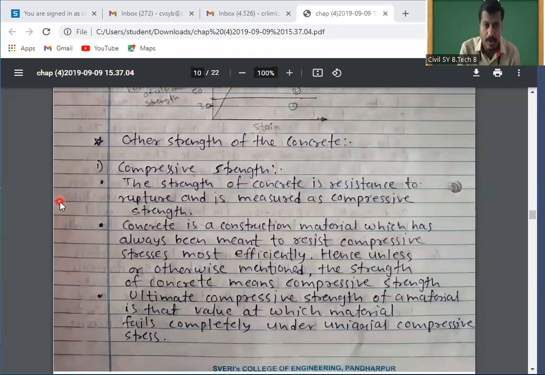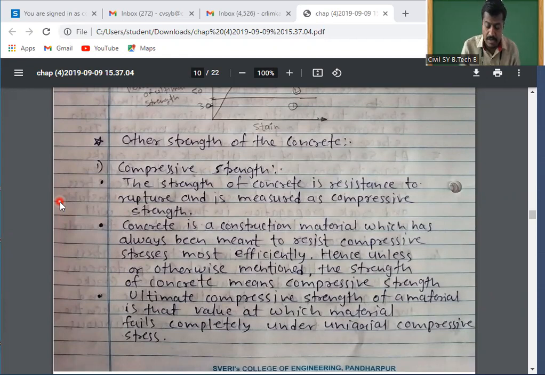Then these concrete blocks, you have to cure in a water tank. For how many days you are going to cure it? Basically, you have to cast 9 blocks for any grade of concrete. For testing or for sampling purpose, at least you have to cast 9 blocks. Out of that 9 blocks, 3 blocks you are going to test on the 3rd day.